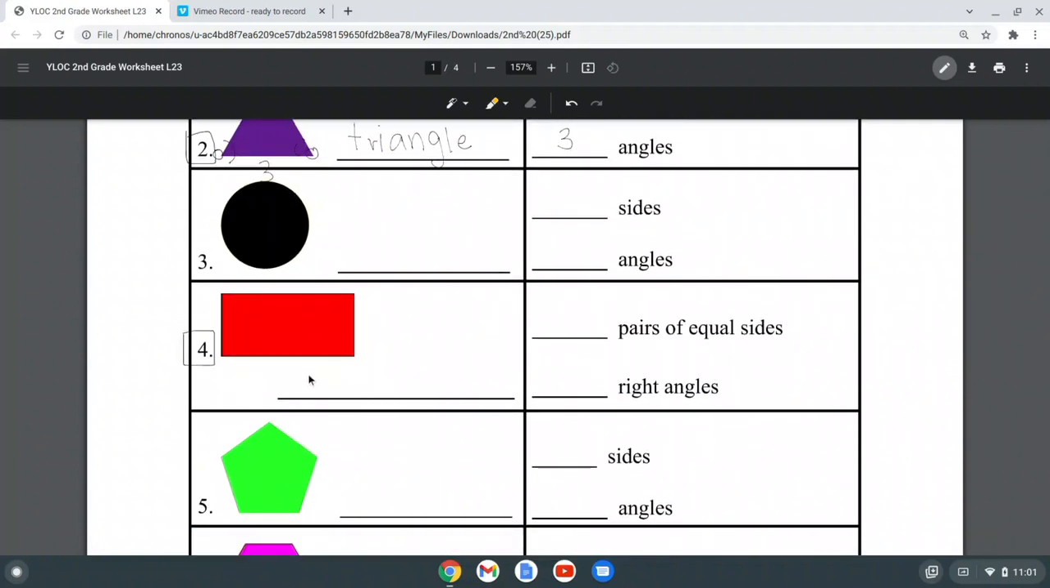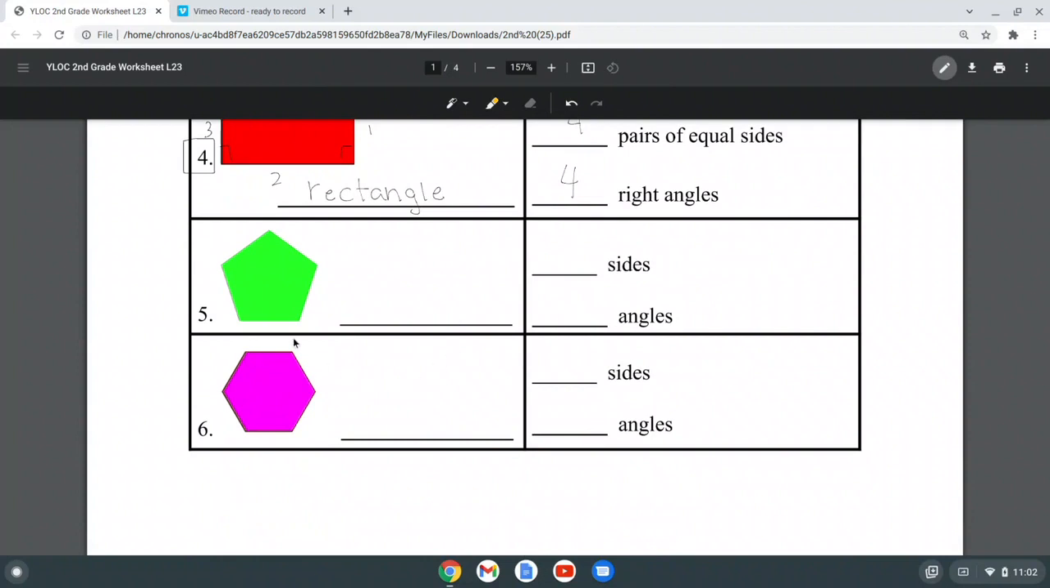Next we have a rectangle. I know this is a rectangle because it has 2 sides that are equal and 2 sides that are both equal. So here and here, they're equal, and then we have this long side, and this is equal. So how many pairs of equal sides? 1, 2, 3, 4. 4 pairs of equal sides. How many right angles? 1, 2, 3, 4. Still 4.